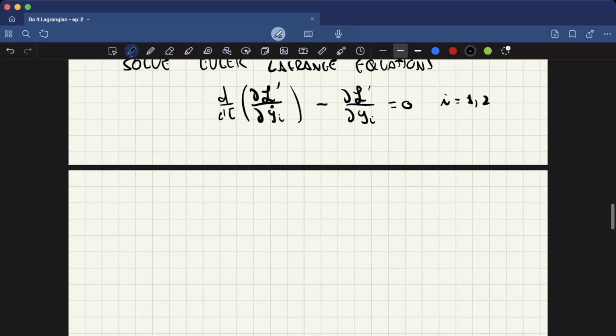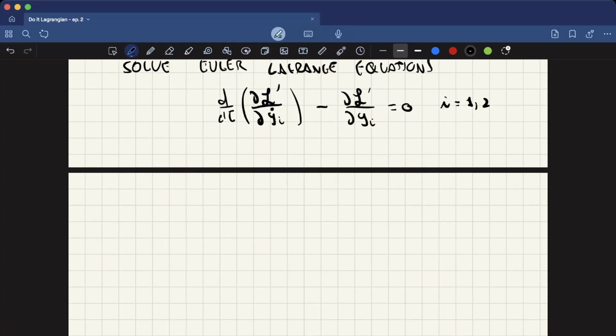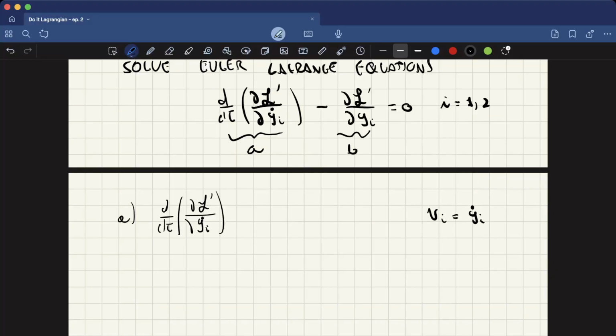and we can evaluate these equations term by term for simplicity. So if we call this part A and this part B, we can say that A, which is d in dt dL prime in the yi dot, and recall that v of i is equal to y of i dot in this situation, because the movement of our bodies are only vertical, so only along the y direction.